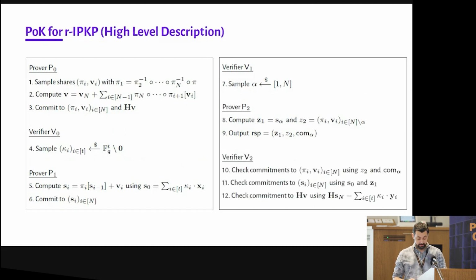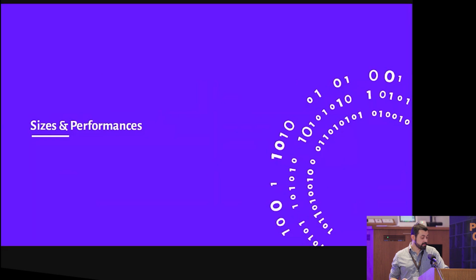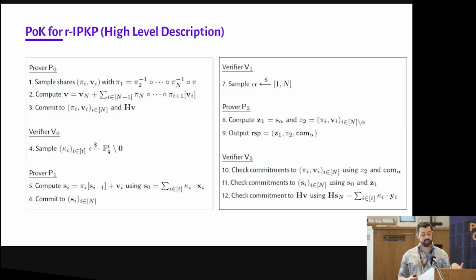And if you do this as a verifier, you just have to check basically all the commitments, the one on the shares, the one checking the MPC protocol execution. And finally, you want to check the value HV using the equation H times Sn minus the linear combination of the Yi. So this is pretty much how PERK works. So this is the high-level description.